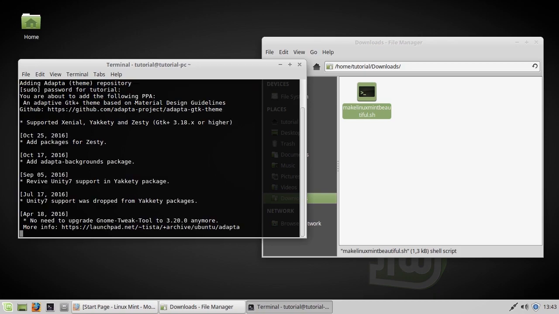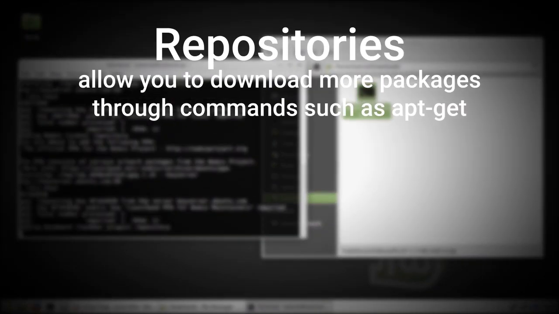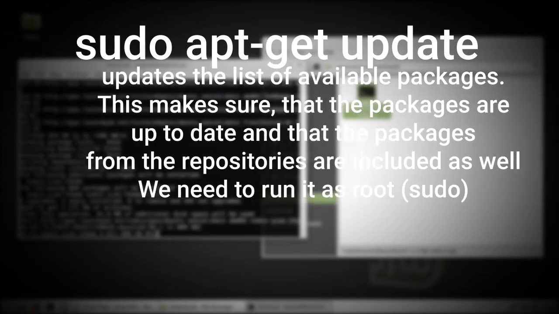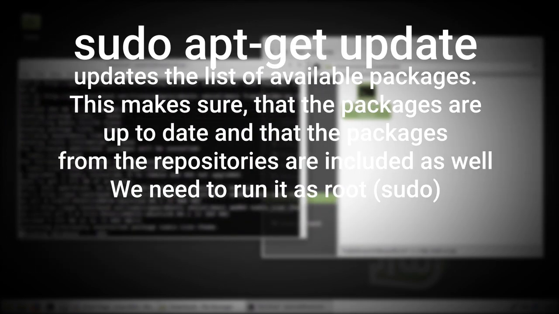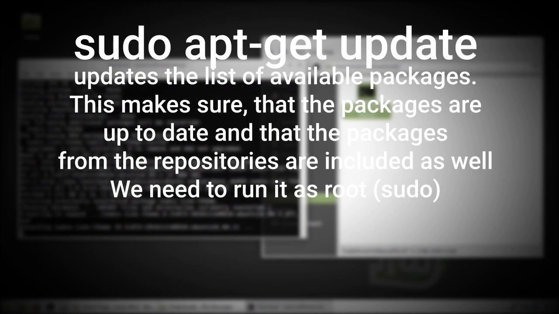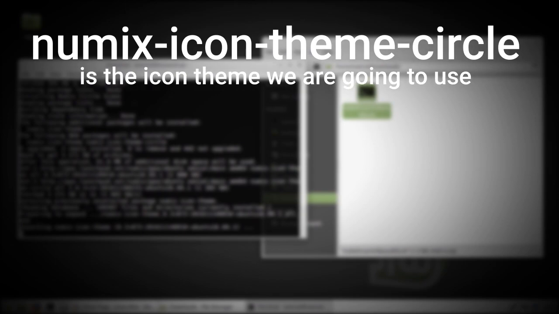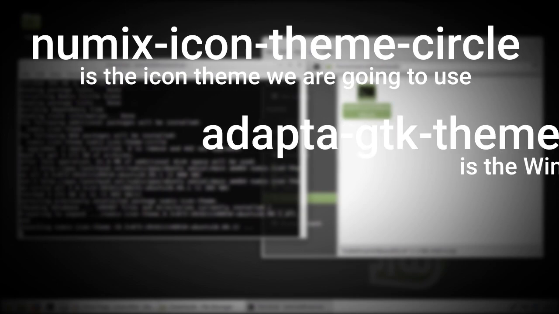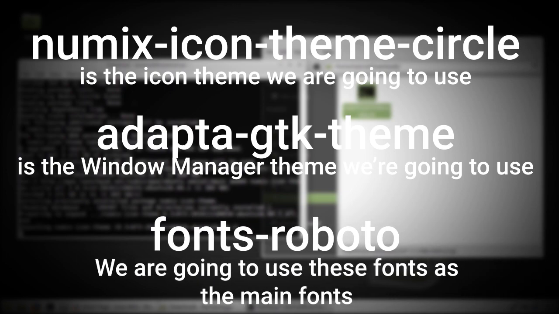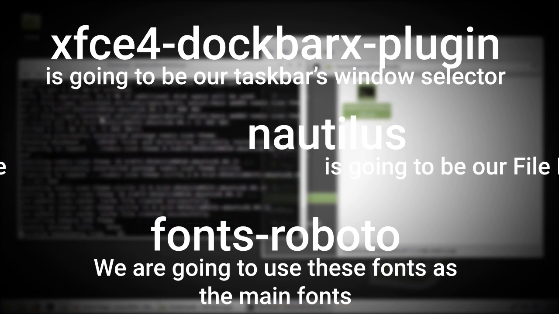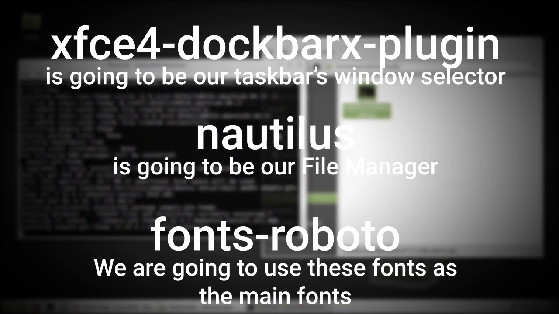So first of all, it adds repositories, which means that we can download the programs we are adding repositories for. Then it updates everything, so we can actually download the stuff from these repositories. And then we are going to install the icon theme, the window theme, Roboto fonts, the docbar X, which is our taskbar, and a Nautilus file browser, which is better than the default one in my opinion.